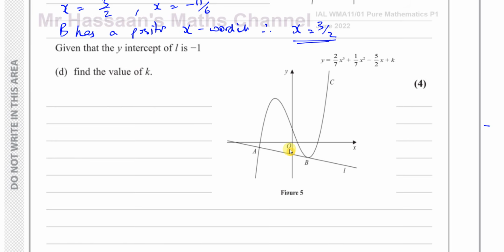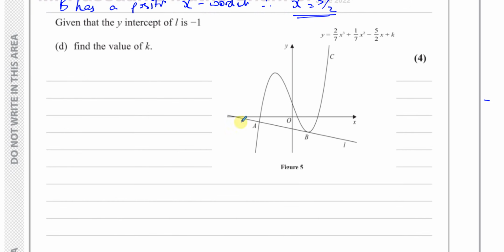And now for part D. It says, given that the y-intercept of the line L is -1, find the value of k. So that means this equation is y equals, remember, the gradient was -1 over 7, so you have -1 over 7x minus 1. y equals mx plus c, the equation of a straight line. The gradient is -1 over 7, and the y-intercept is -1. So this is the equation of the line.